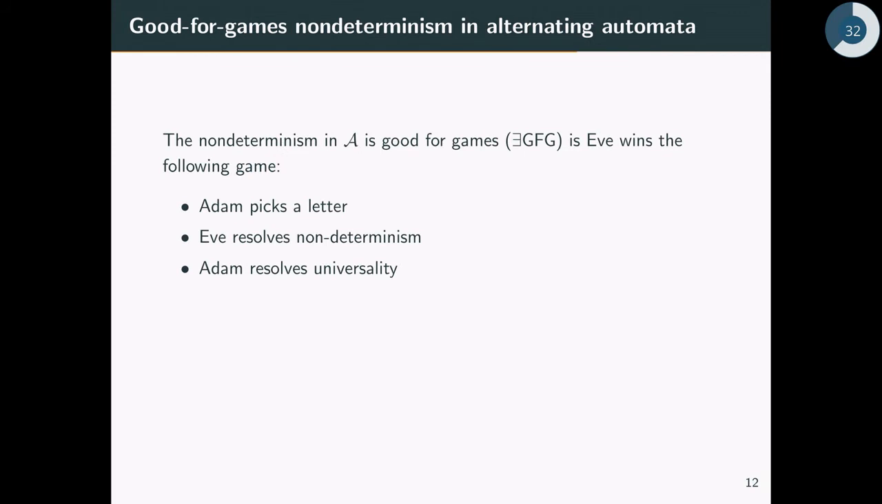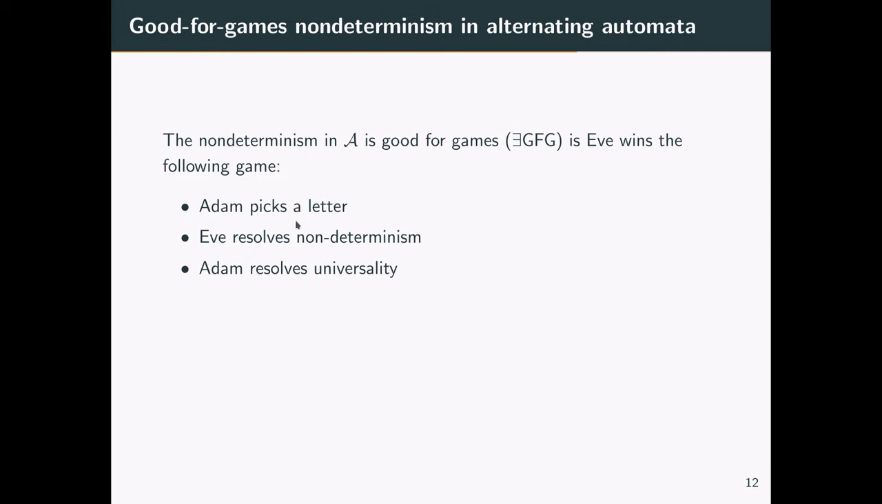Okay. Now, to define good for gameness for alternating automata, we want to consider both good for gameness in the non-deterministic choices and the universal choices. So we will define good for gameness of alternating automata using two games that generalize the previous game for non-deterministic automata.